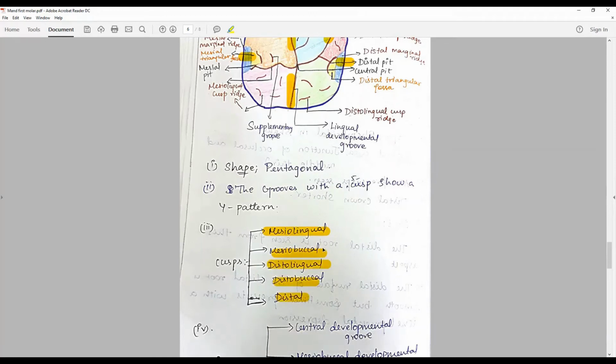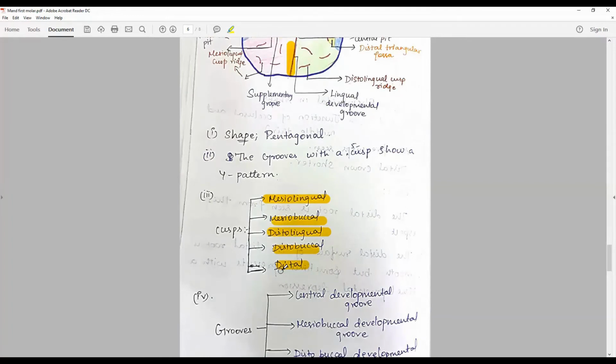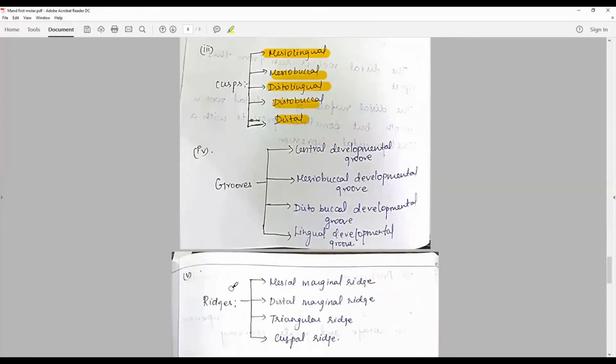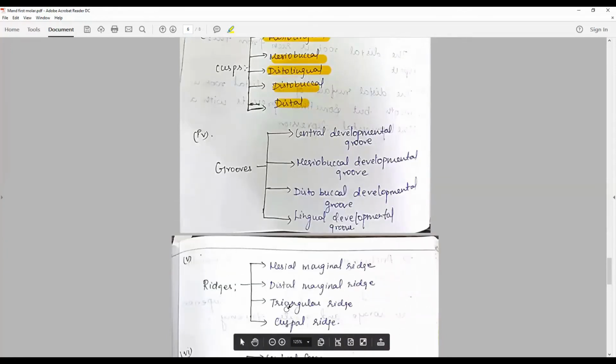Mesiobuccal is the largest. The distal cusp is the smallest cusp, relatively sharp, again with 4 cuspal ridges. The height, from highest to lowest: mesiolingual and distolingual are the same height, followed by mesiobuccal, distobuccal, and distal. Bulk is mesiobuccal, followed by mesiolingual, distobuccal, and distal cusp. There is no transverse ridge here in the first molar. Marginal ridges: mesial marginal and distal marginal ridge. There are additionally a triangular ridge and cuspal ridge for every cusp.